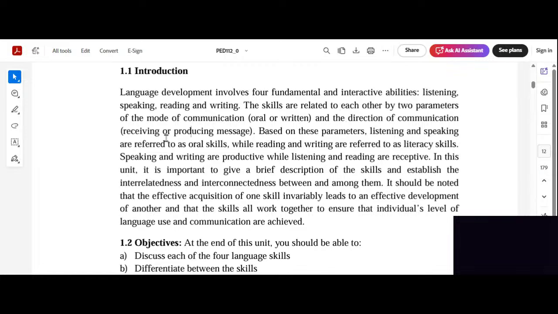In any case that you find yourself in life, in the process of communication, you are either the one receiving or the one producing the message. In this case now, you are receiving, I am producing. In another case, you may be the one producing while I'm receiving. So in any case, you stand in between the two at a particular time. So what are the two parameters that show the relationship between the four language development skills? We have oral or written, and then receiving or producing.